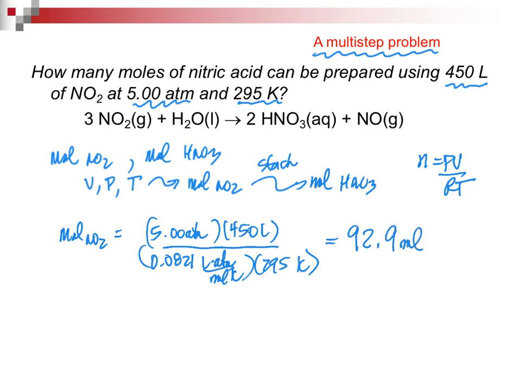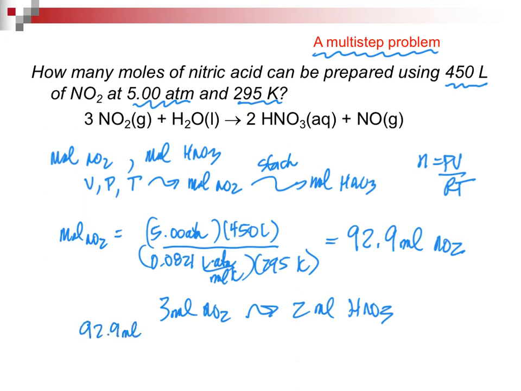That says 92.9 moles of NO2. Now, you're given the equation above. You can see that 3 moles of NO2 are going to give you 2 moles of HNO3. I'm going to continue the calculation on the spot. I guess I have to do it here. 92.9 moles of NO2 times 2 moles of HNO3 for every 3 moles of NO2 will give you 61.9 moles of HNO3.